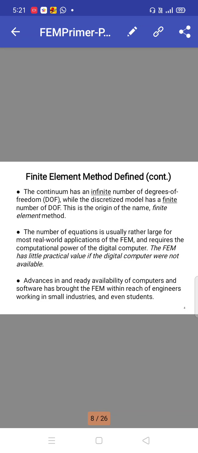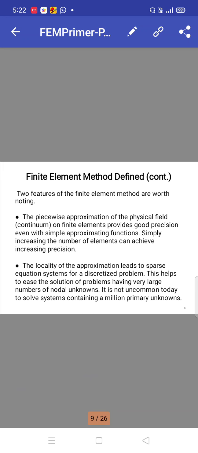The continuum has an infinite number of degrees of freedom, while the discretized model has a finite number of degrees of freedom. This is the origin of the name finite element method. The number of equations is usually rather large for most real-world applications of FEM and requires the computational power of the digital computer. The FEM has little practical value if the digital computer were not available. Advances in and ready availability of computers and software has brought the FEM within the reach of engineers working in small industries and even students too.